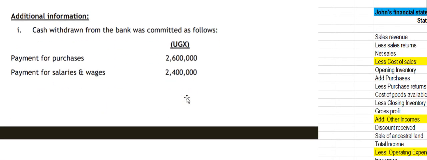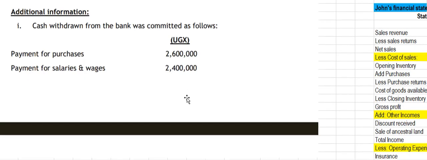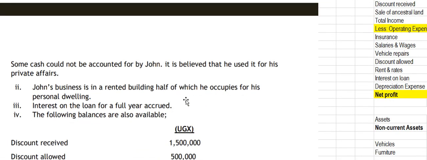We have some additional information as well. Cash withdrawn from the bank was committed as follows. Payment for purchases, 2.6 million. Payment for salaries and wages, 2.4 million. Then some cash could not be accounted for by John. It is believed that he used it for his private affairs.